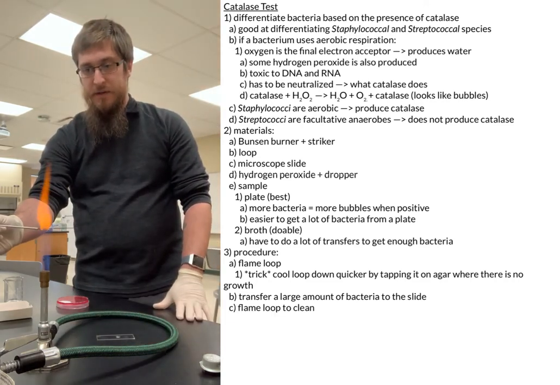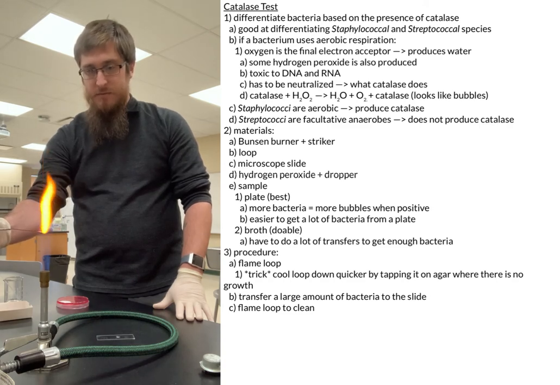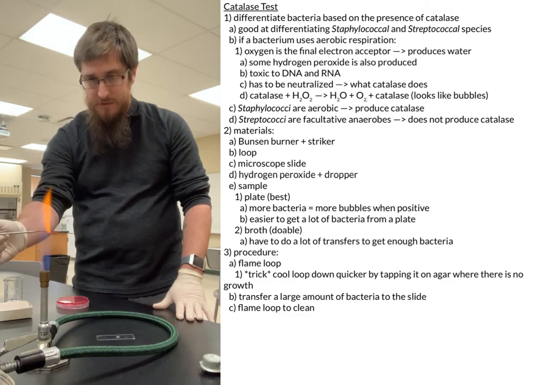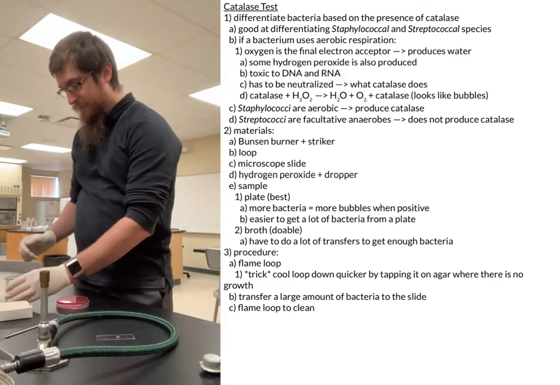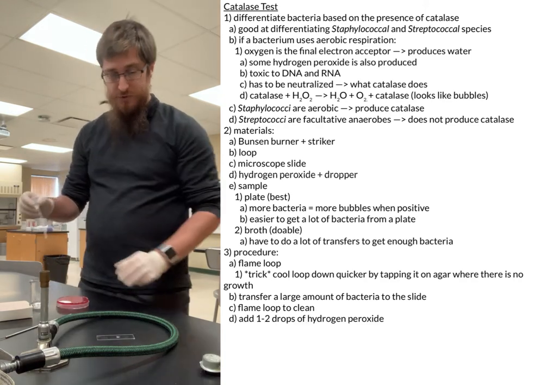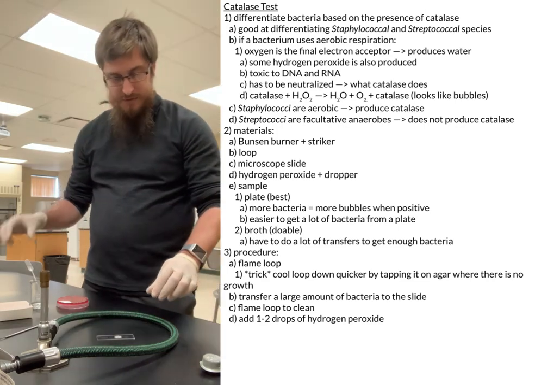Go ahead and flame again to clean off the loop. Really wish there was a way to make this faster. All right, so we should be good there. Go ahead and turn this guy off. And now, we'll add a drop or two of hydrogen peroxide. All right, I did 3 drops there.